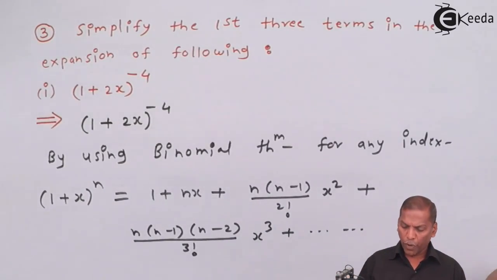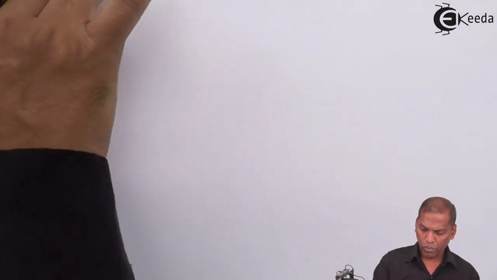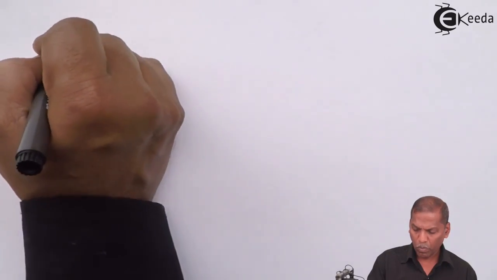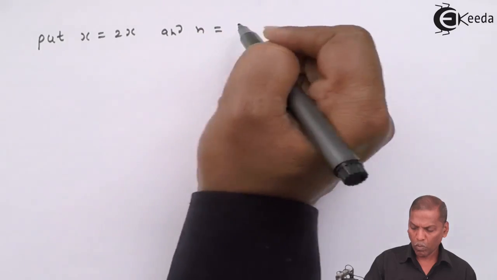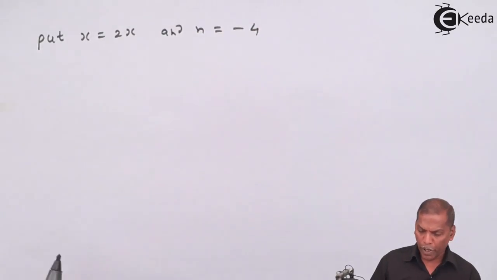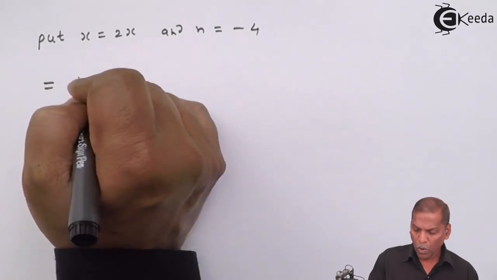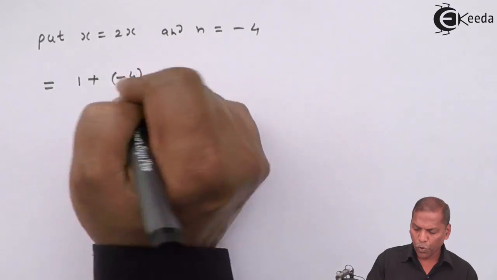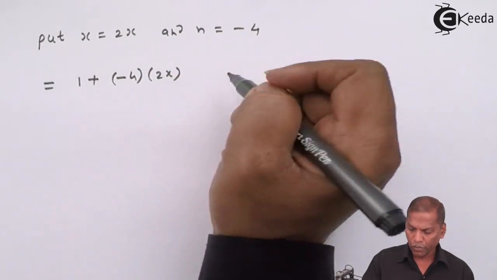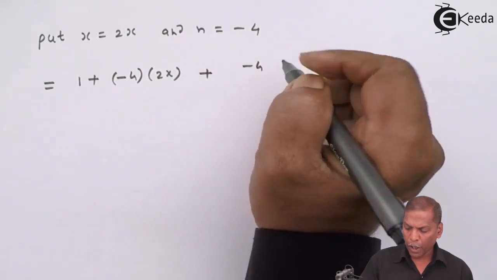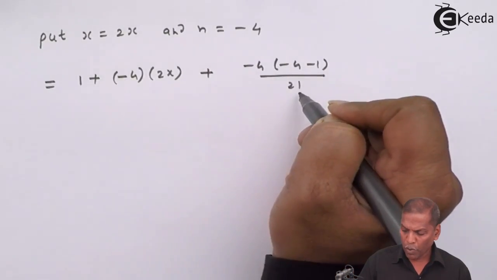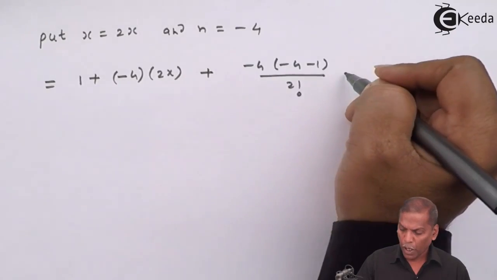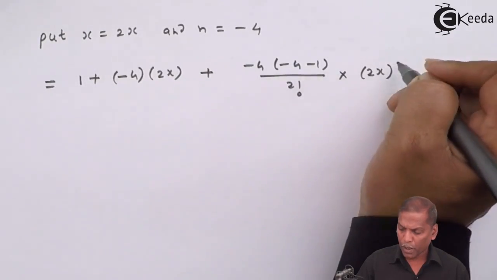Now in this formula we put x is equal to 2x and n equal to minus 4. So the next step will be is equal to 1 plus (minus 4) into 2x plus (minus 4) in bracket (minus 4 minus 1) upon 2 factorial into (2x) the whole square.